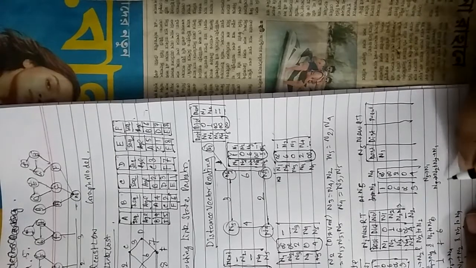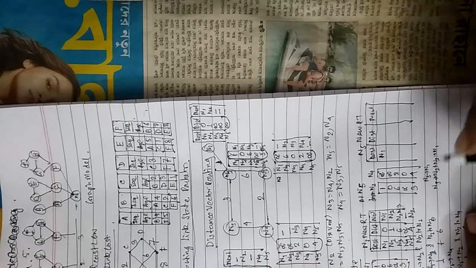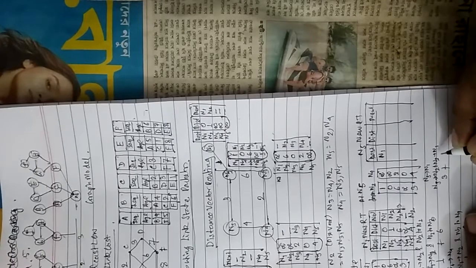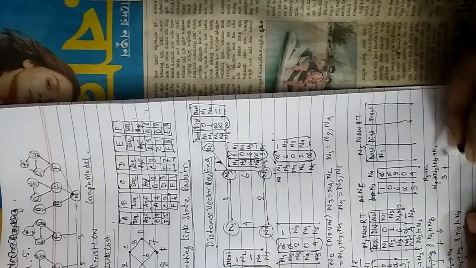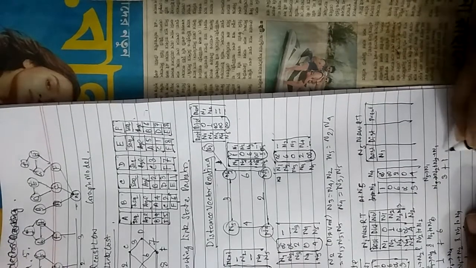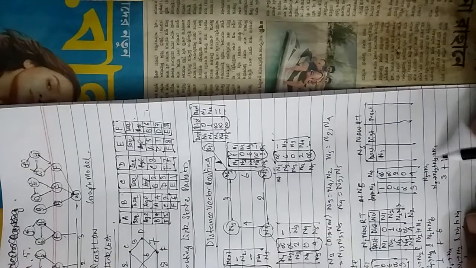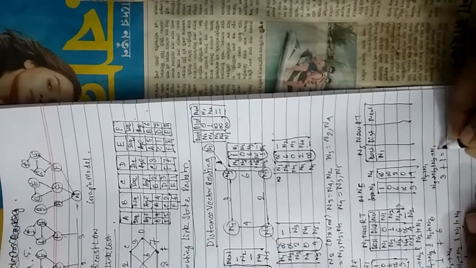So what is the cost? n2 to n5 is 3, plus n2 to n1, which is 1. So n2 to n5 is 3, and n2 to n1 is 1. So I am getting 4.